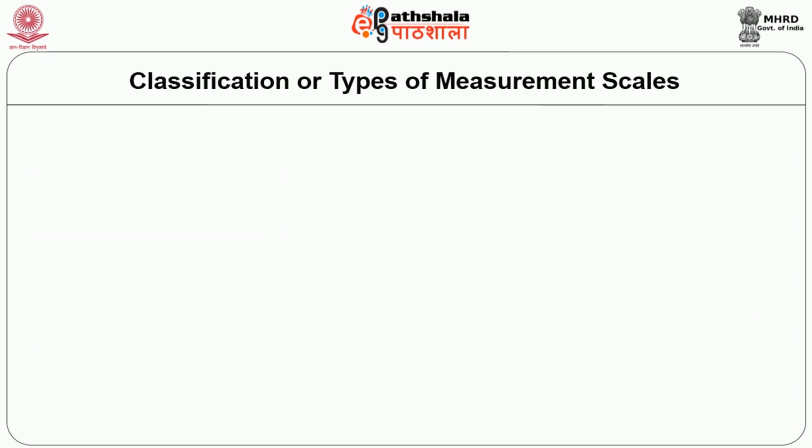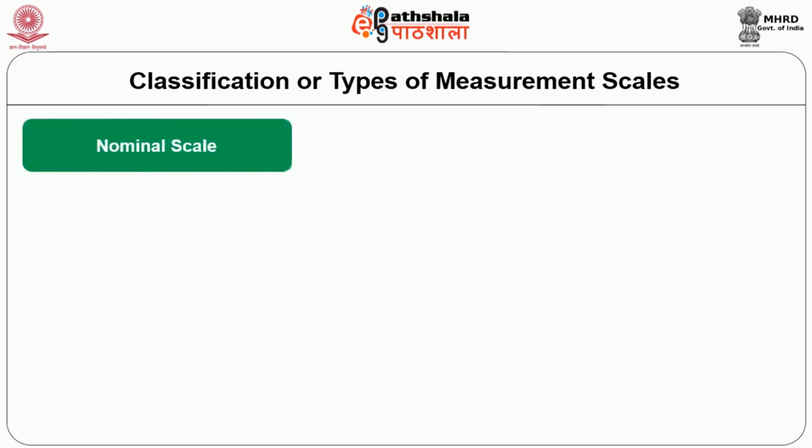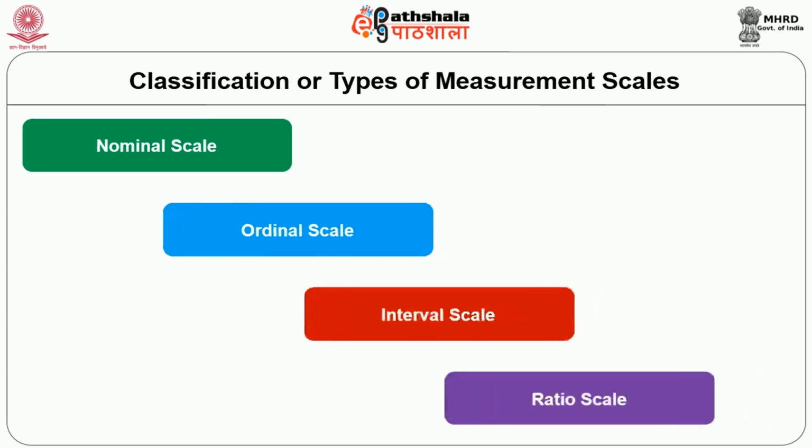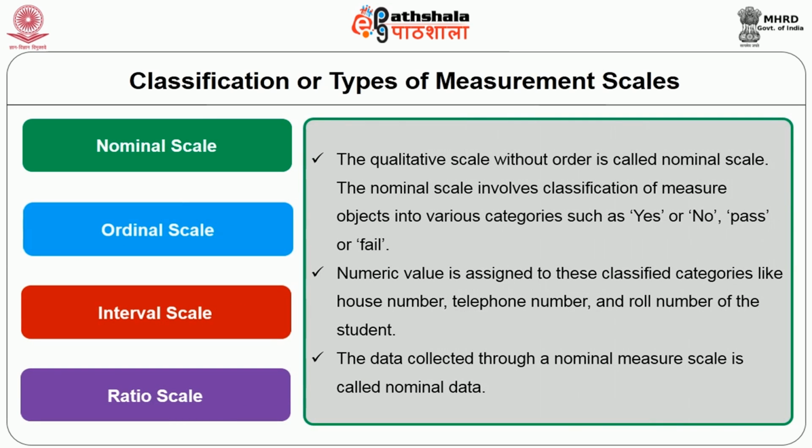Classification or types of measurement scales. The most widely used classification of measurement scales are nominal scale, ordinal scale, interval scale, and ratio scale. Nominal scale: the qualitative scale without order is called a nominal scale. The nominal scale involves classification of measured objects into various categories such as yes or no, pass or fail. Numeric values are assigned to these classified categories, like house number, telephone number, or roll number of a student. The data collected through a nominal measurement scale is called nominal data.